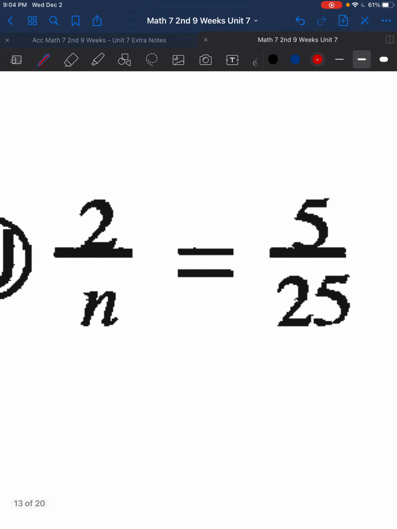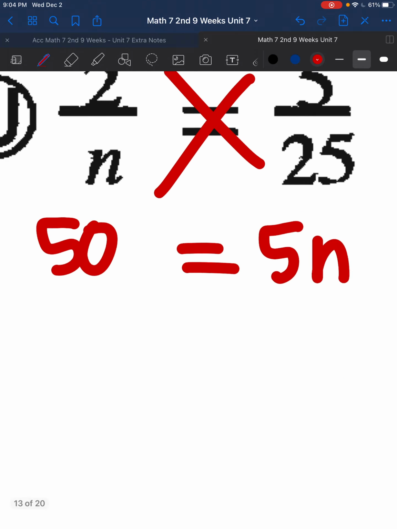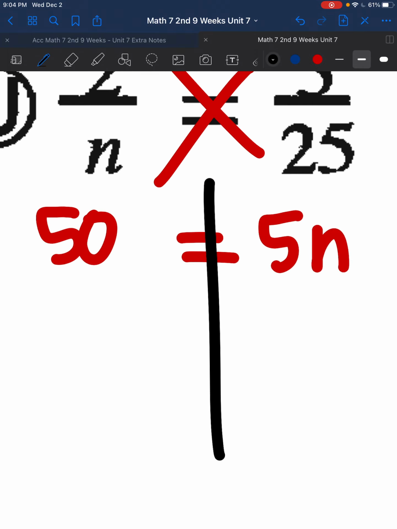And that's it, just those two. Now let's look at our u. So I've got 2 over n equals 5 over 25. So I'm going to multiply 2 times 25 together, and that gives me 50. And then I'm going to multiply 5 times n, so 5n.